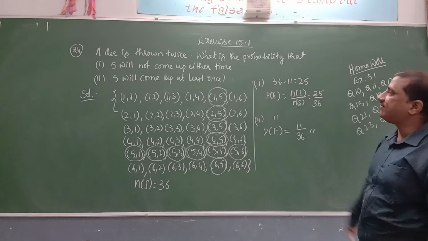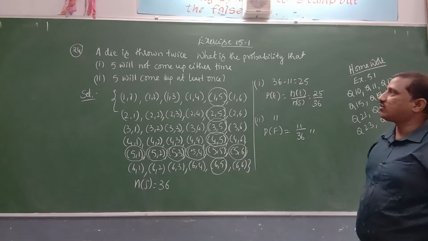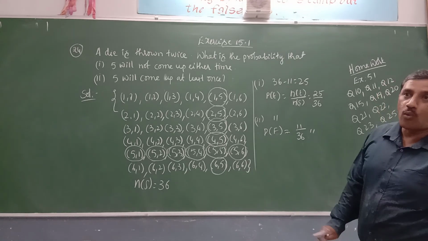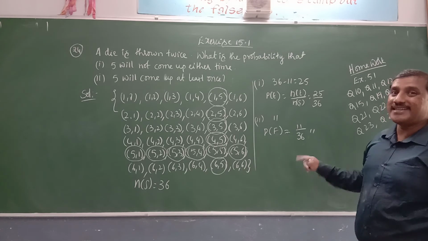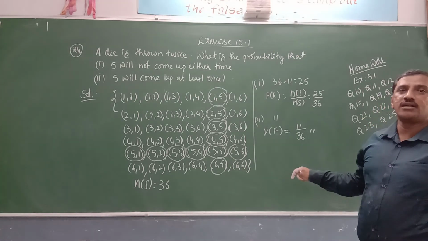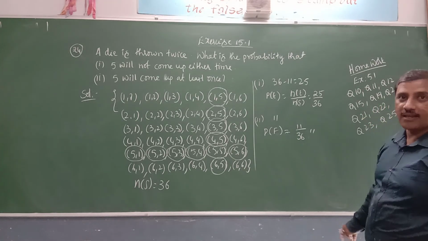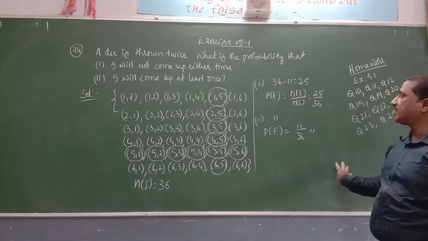Yes? So like this we find probabilities when 2 dice are thrown simultaneously, or when 1 die is thrown twice, which is treated as 2 dice thrown simultaneously. I hope you understand today's concept.